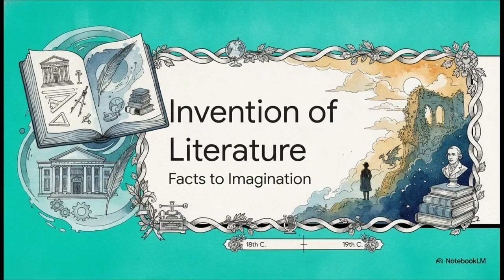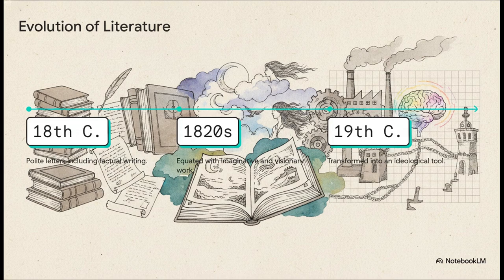Part 1. The invention of literature. From facts to imagination. Let's follow this evolution. From the broad, polite letters of the 18th century, we jump forward to the 1820s, which is the Romantic period. Here, literature suddenly becomes almost entirely equated with imaginative and visionary work.